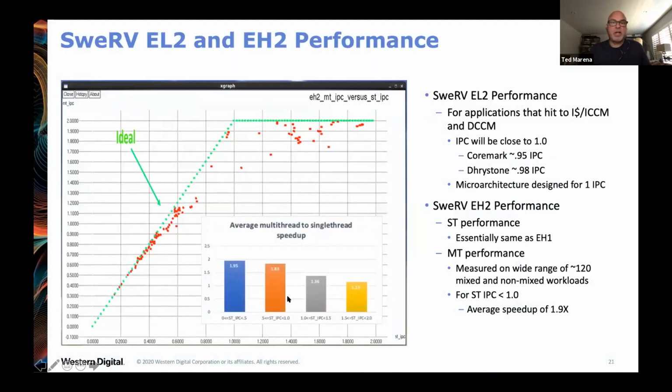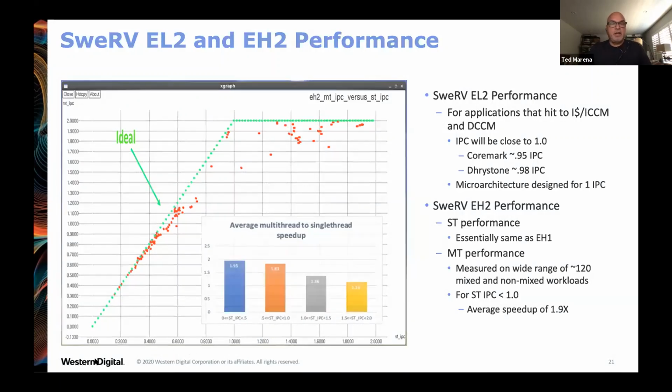As the instructions per clock cycle are low, we're getting between 1.8 to 1.95 effect. So a really good performance here. And that was, if you remember way back towards the beginning when I talked about some of the challenges, something that the Swerve core addresses for us.